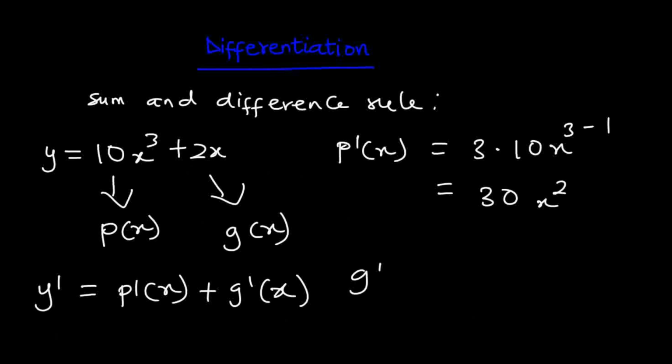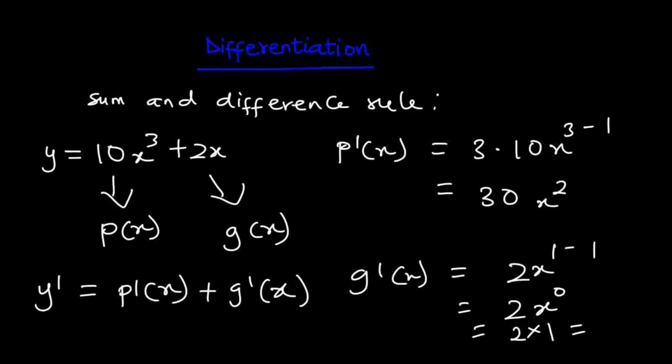And then that of the second function will be equal to 2x to the power of 1 minus 1, and this will be 2x to the power of 0. But we know that any number raised to the power 0 is 1. So that is 2 times 1. So therefore, g prime of x will be equal to 2. Then we add these two derivatives that we got. So therefore, y prime will be equal to 30x squared plus 2. So this will be the answer for the derivative of this function.